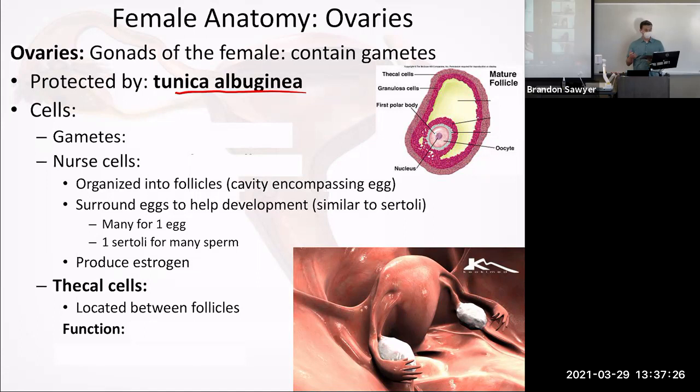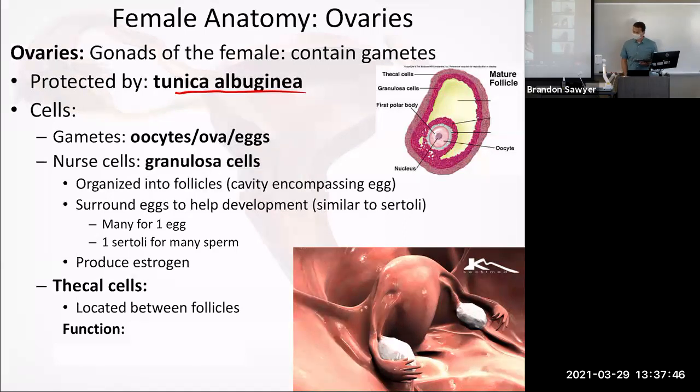So the cells that we have within the ovaries are the gametes themselves. These are the egg cells, the ova, the oocytes, different names that all mean the same thing. There are also nurse cells, which are called granulosa cells. These are all organized into what's known as a follicle, which is like a big sac that surrounds the egg cell. It's really a cavity that encompasses the egg, with these cells all around the egg to help it develop.